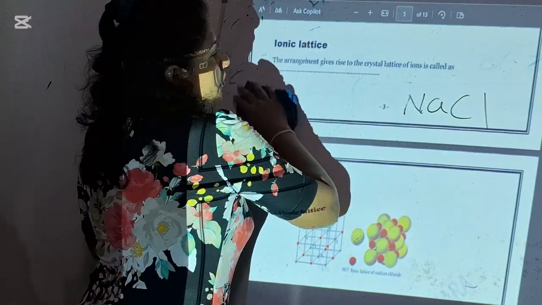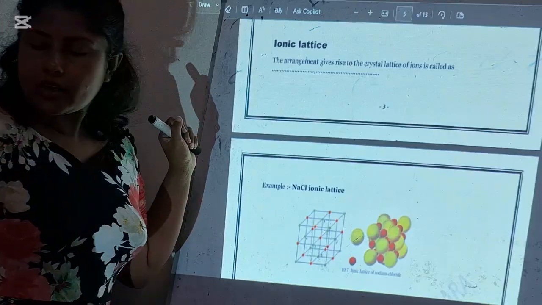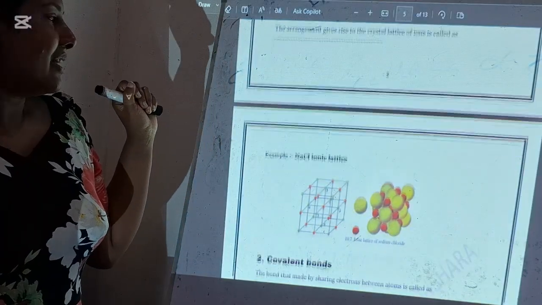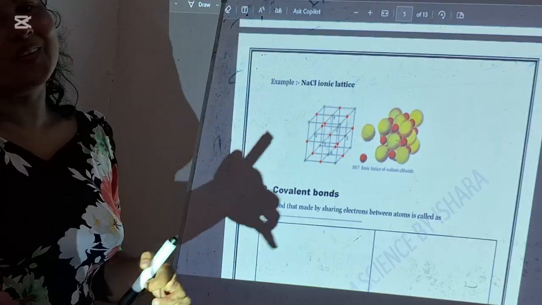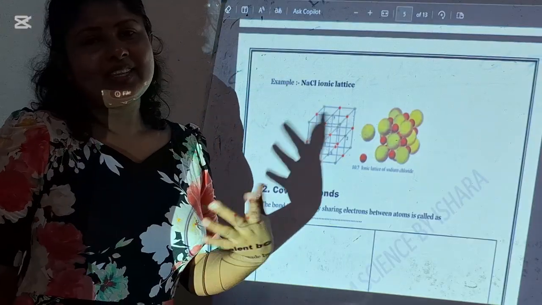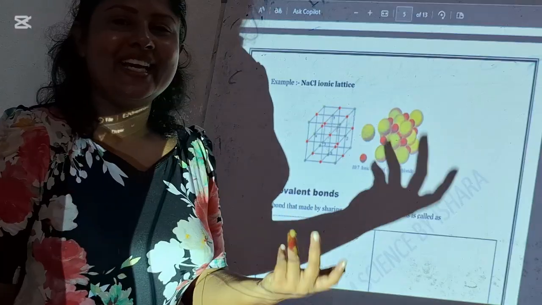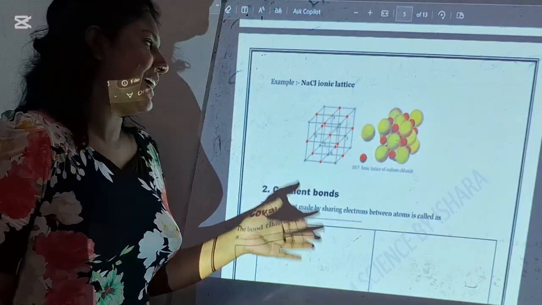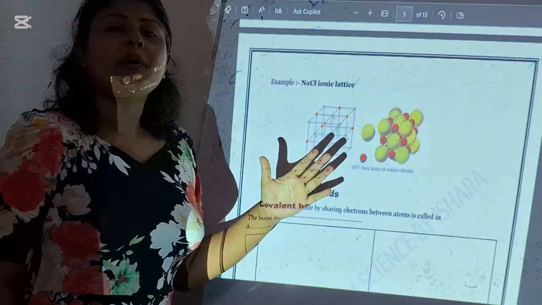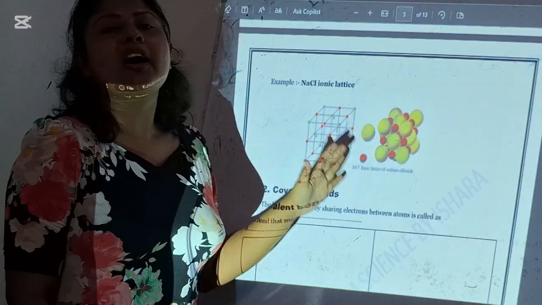So for explaining that kind of thing, I am taking the one and only, and also the common thing we can find in nature, that is sodium chloride. ඒක තමයි මම අද ගන්නේ. How to make the sodium chloride ionic lattice.